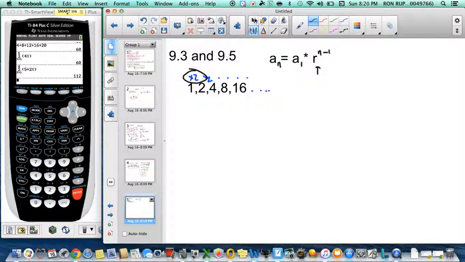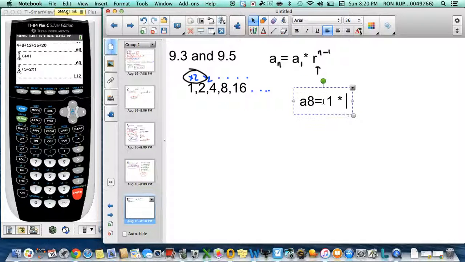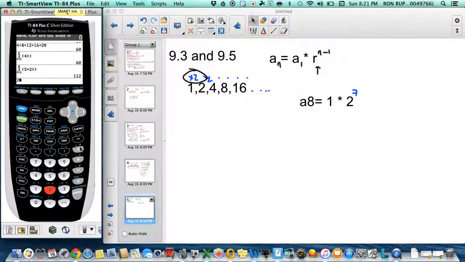So if I want to know the 8th term in this sequence, a8 equals the first term, which was 1, times my common ratio, which is 2, to the n, which is 8, minus 1, which would make 7th power. I can just come over here, 2 to the 7th power is 128. 128 times 1 is 128. That would be the 8th term in this sequence.